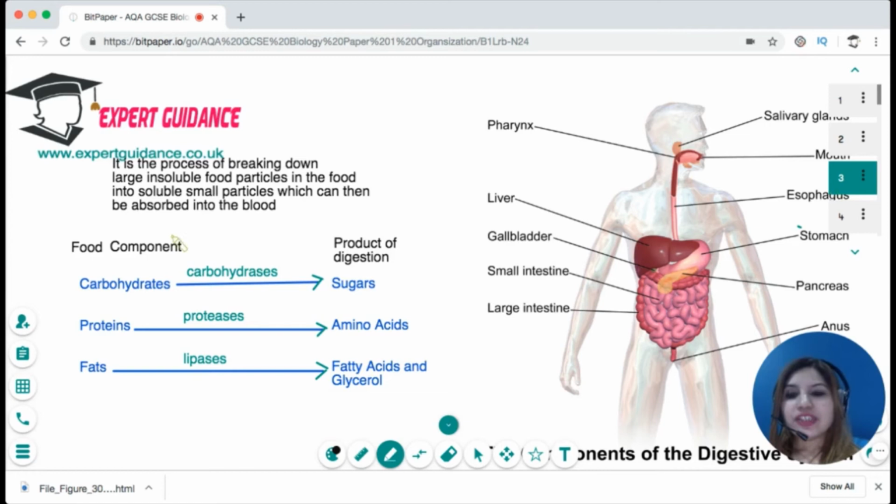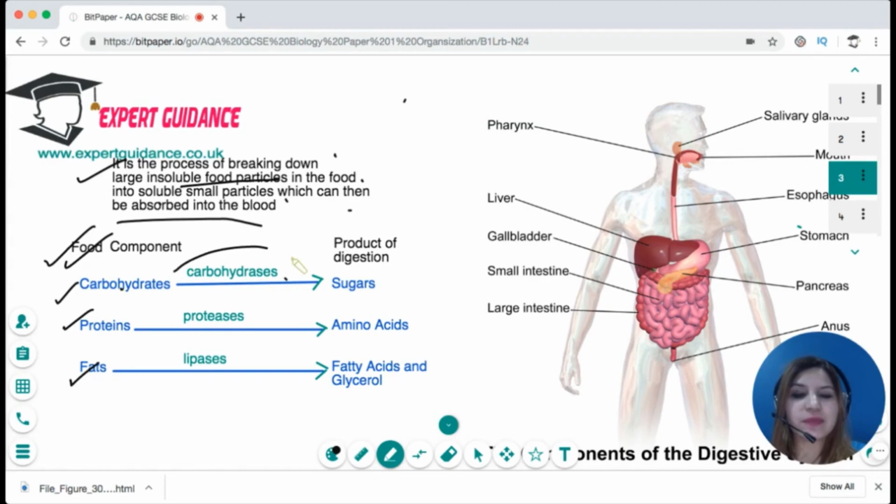Now, let us talk about digestion. What is digestion? Digestion is the process of breaking down large insoluble food particles into soluble smaller particles which can then be absorbed into the blood and used up. Now, what are the bigger components present in the food? These are carbohydrates, proteins, and fats. The carbohydrates get digested by special enzymes called carbohydrases into simple sugars. Proteins get digested by proteases into amino acids, and fats are digested by lipases into fatty acids and glycerol.